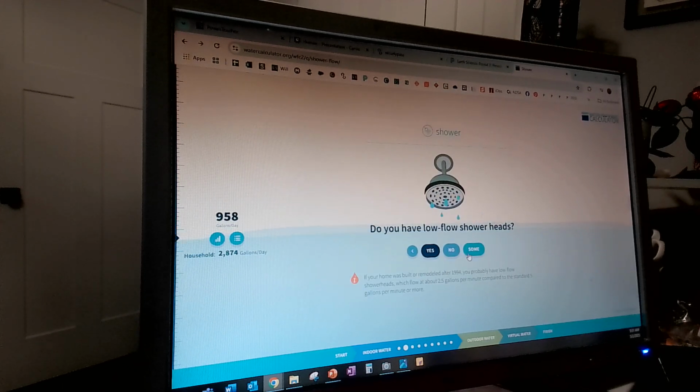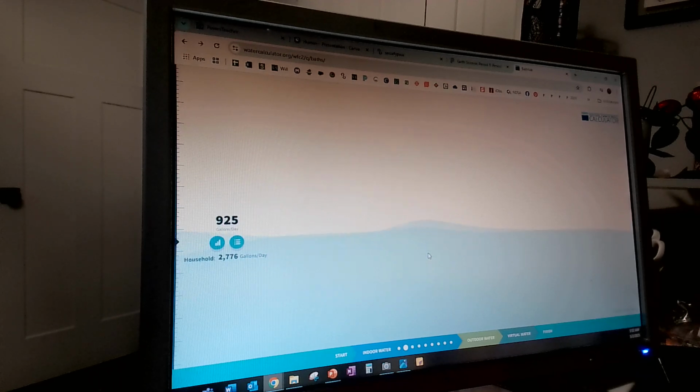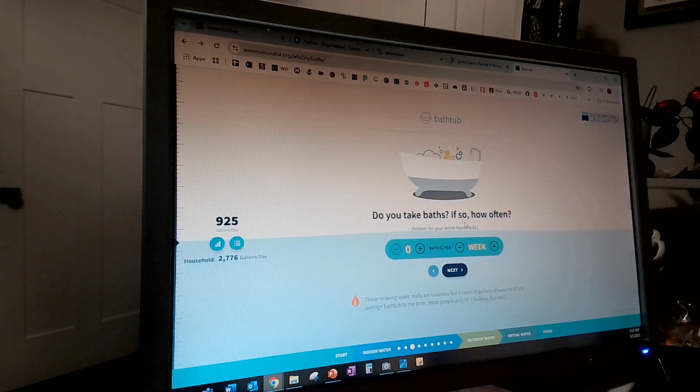Do you have a low flow shower head? If you have a low flow shower head, the only way you really would know, unless you were the one who purchased your fixtures, is if you have fixtures that have at least been replaced in the last 10 years. A lot of companies have gone to low flow shower heads within the last 10 years or so. So we do.